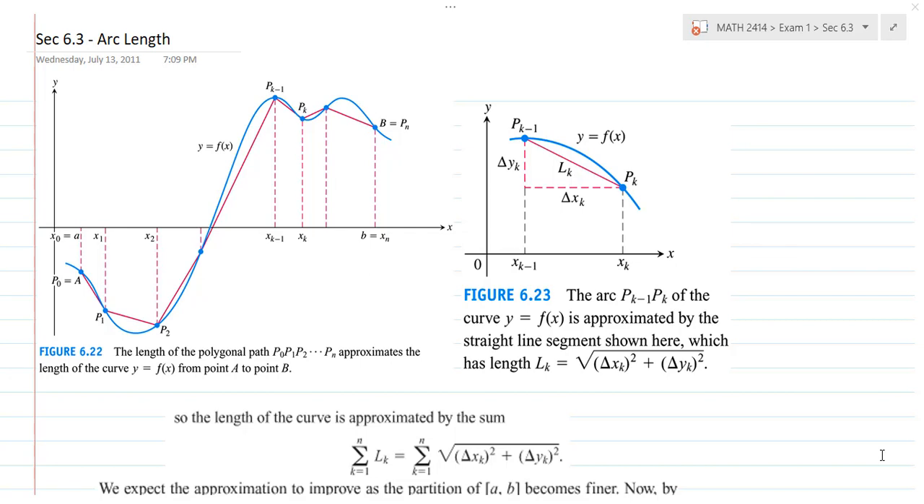So today we're going to start with section 6.3, and this is arc length. A lot of this concept is similar to what we built on in section 6.2. In 6.3, what we're going to do is try to approximate the length of a curve.